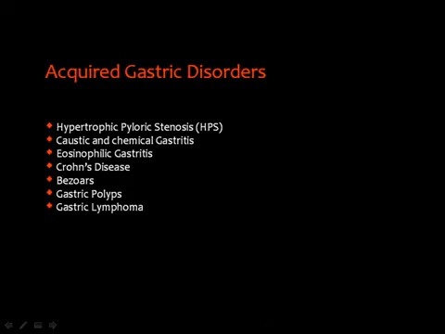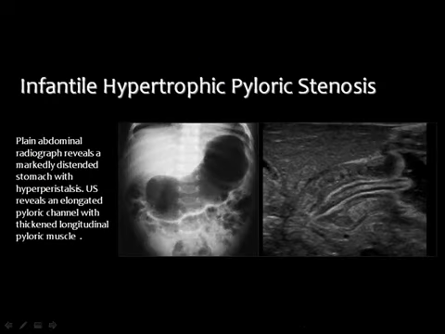Then some of the acquired gastric changes will include hypertrophic pyloric stenosis, gastric caustic and chemical gastritis, eosinophilic gastritis, Crohn's disease, gastric foreign bodies, gastric polyps, and lymphoma. And this is the classic appearance diagnosed by ultrasound of hypertrophic pyloric stenosis.